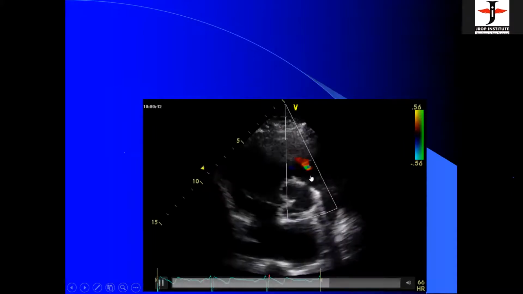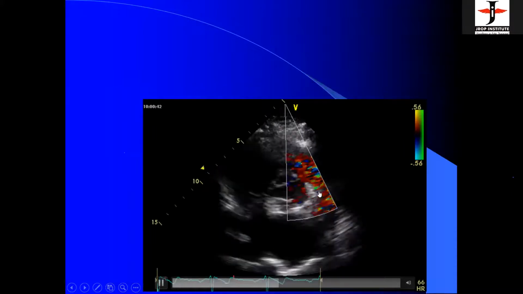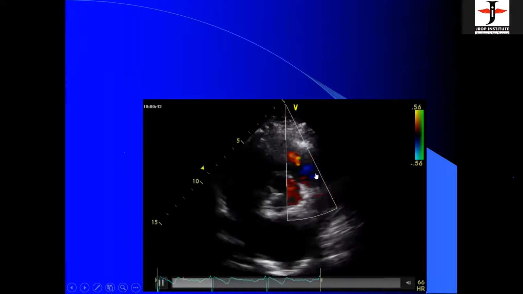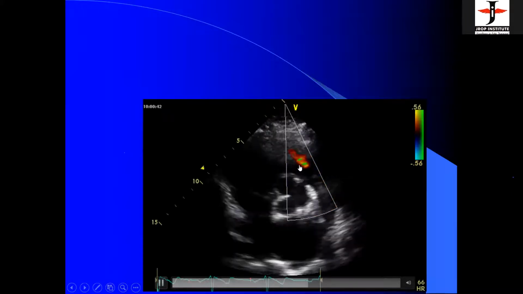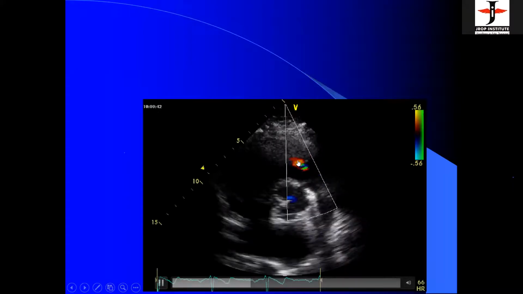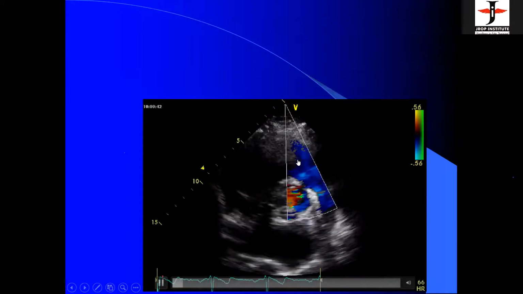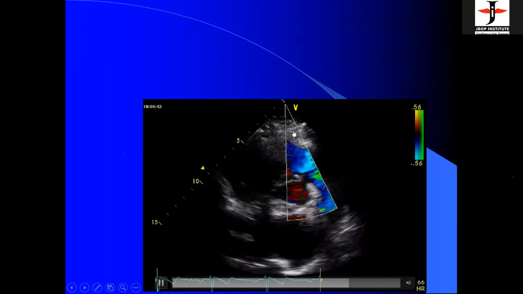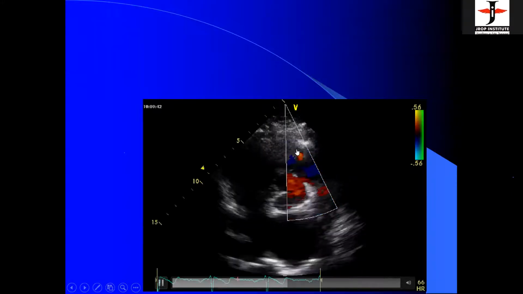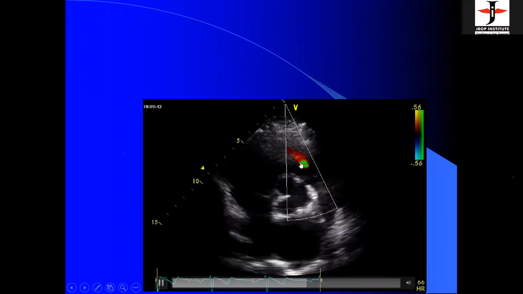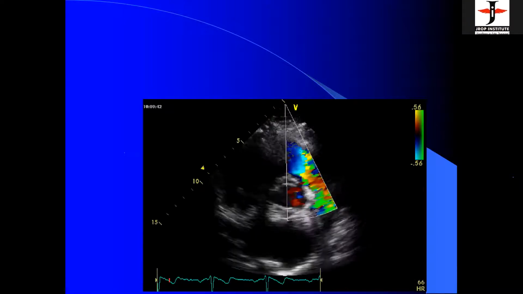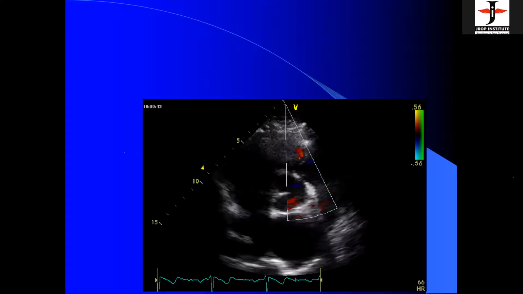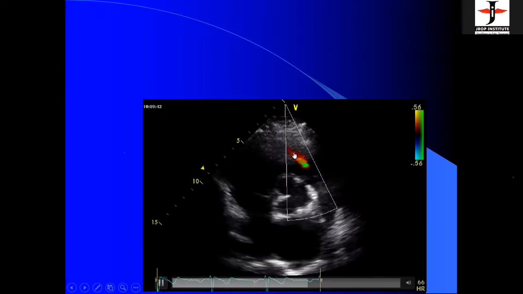Similarly, you see this is the pulmonary wall. In the pulmonary wall, the flow is going away from the transducer, so this is of a blue color. And you see some red color coming from the pulmonary wall. That means this is pulmonary regurgitation. This is the flow going towards the transducer. Don't get confused. Only remember today: flow away from the transducer is of a blue color. Flow towards the transducer is of a red color.